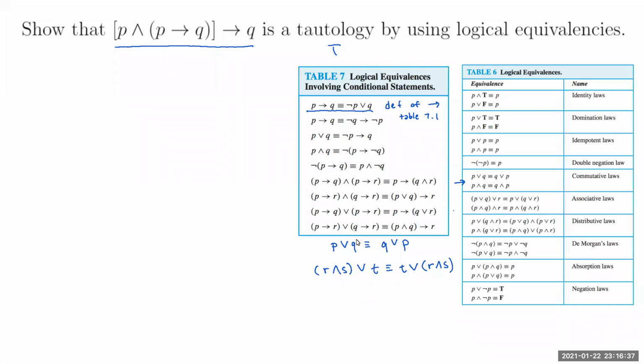Now that we've cleared those, let's dive into the problem. We're trying to show that P and P implies Q is a tautology. So in the end, we want to arrive at this is equivalent to true. That's going to be the last step of our proof. So let's dive in and go through this proof.